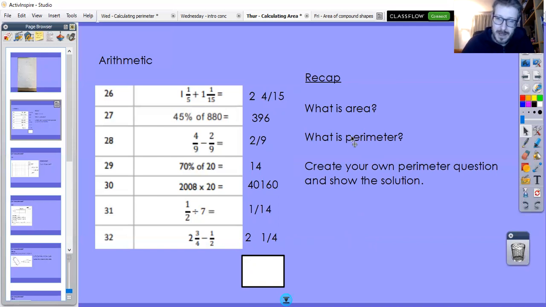Perimeter, which is what we've been looking at this week, is the total distance around the outside of a closed shape. And then what I wanted you to try and do was create your own perimeter question and show the solution, just to see how you are with understanding some of those more complicated missing length perimeter questions you were doing yesterday.